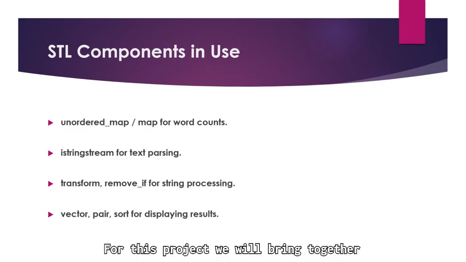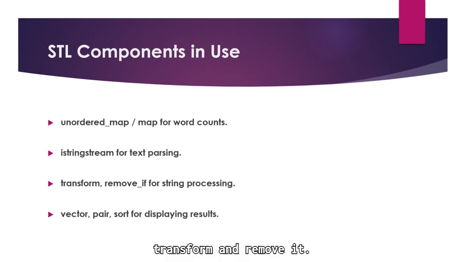For this project, we will bring together several STL components. First, we will use either unordered_map or map to store word frequencies. Then, istringstream will help us parse the input text into individual words. For cleaning the text, like removing punctuation and converting to lowercase, we will use transform and remove_if. Finally, we will use a vector of pair<string, int> to sort the results and display them. These STL tools combined allow us to build this project with very little boilerplate.